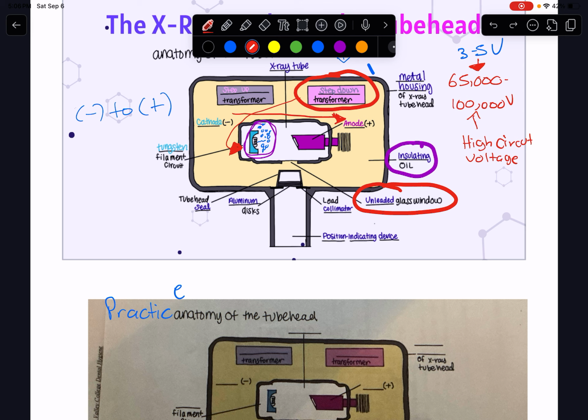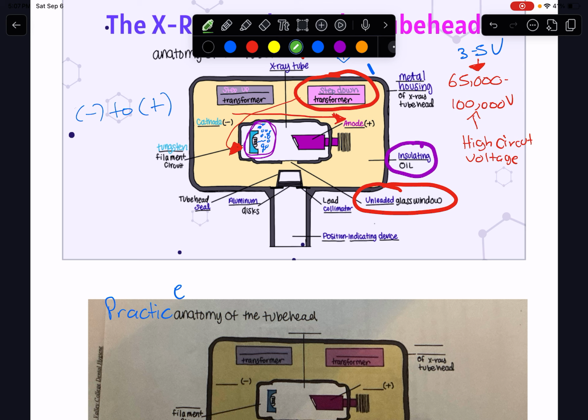So x-ray travels from this unleaded glass window to the tube head seal, which is this little thing right here, to the aluminum discs, to the lead collimator, to the PID. So it's just saying the order of how the beam is coming out on step 7. And if you take a look at the picture, you can see in what order it's going. So here, let's say the order again.